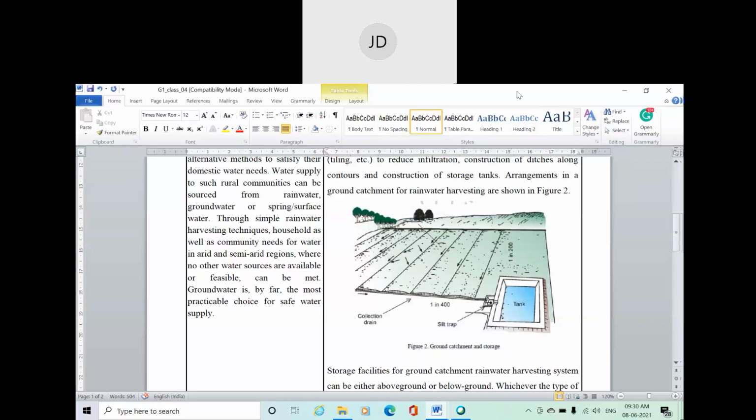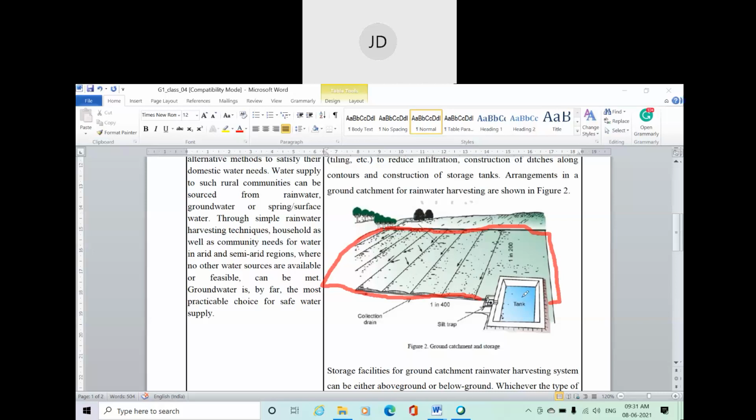I'll just take a pen. Suppose this is your whole target. Okay, in this picture you can see this is the target area and this is your output. That means the rain falling on this particular ground is directed to flow in this direction, and the water is stored in this tank.